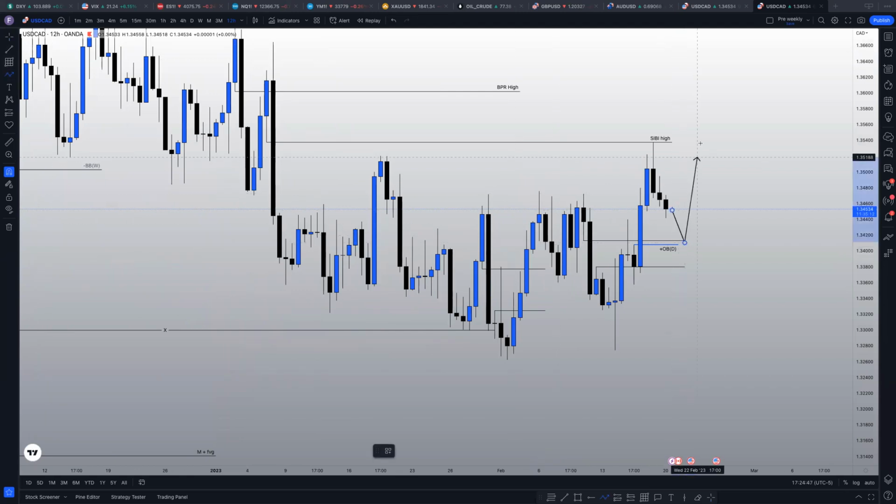Down into this area and back up. Above this, we have this old area. Those will be the two targets.